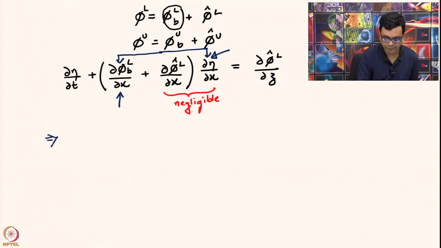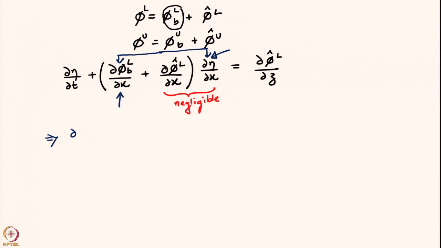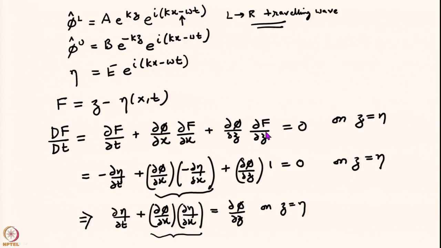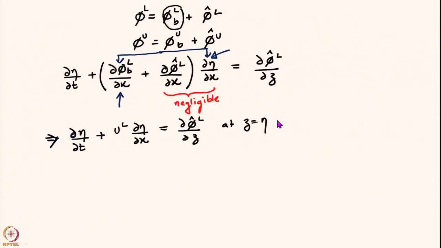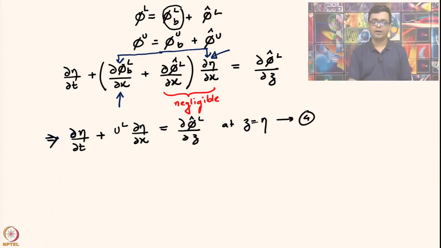So, we obtain del eta by del t plus, we will just keep the product of the first two terms, and del phi l b by del x we know is just u l. So, this is u l into del eta by del x is equal to del phi hat l by del z at z is equal to eta. So, I am going to label my equations. I am going to call these 1, 2 and 3, and then I will call this equation 4. This equation was obtained by approaching the interface from below.